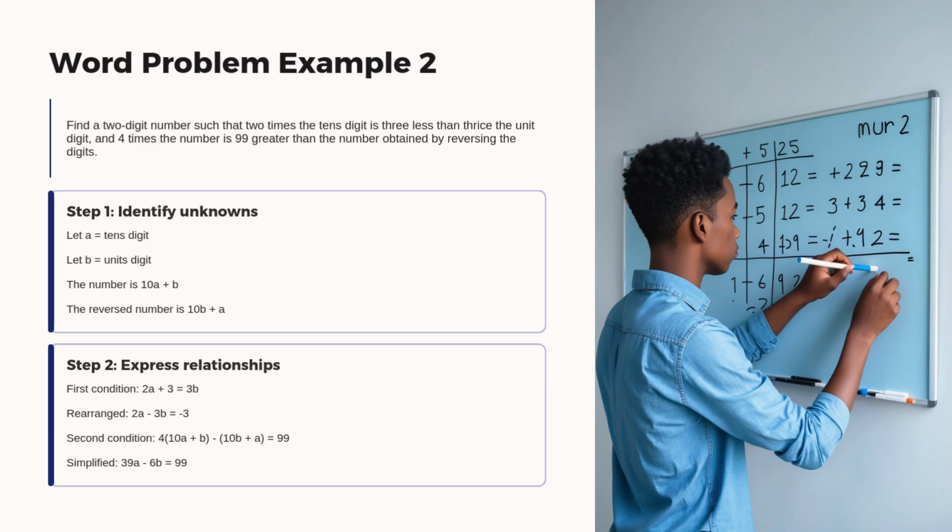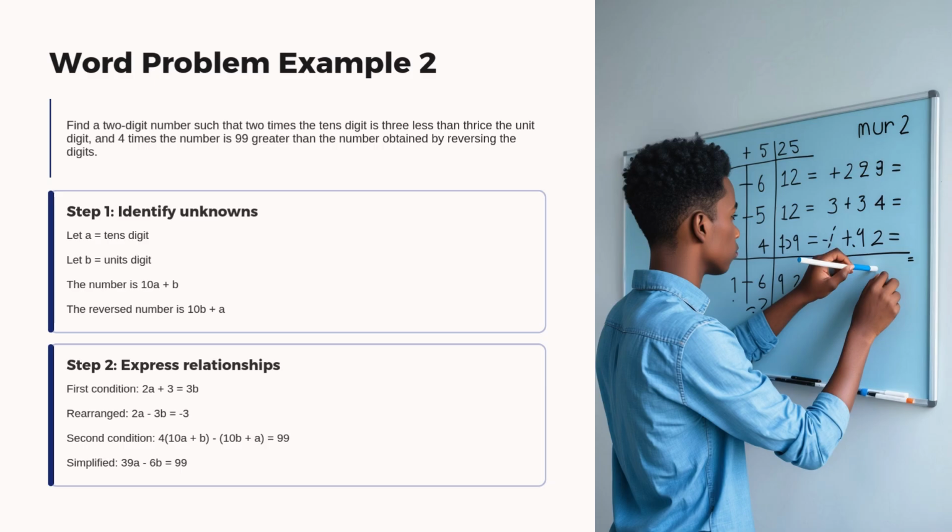Step 2. Express the relationships. First condition: 2 times a plus 3 equals 3 times b. This is obtained directly from the sentence: 2 times the tens digit is 3 less than thrice the unit digit. Rewritten so that the equality is explicit. Rearranged to standard linear form, 2a - 3b equals -3. This is derived by bringing the term 3b to the left-hand side, and subtracting 3 from both sides to isolate terms.